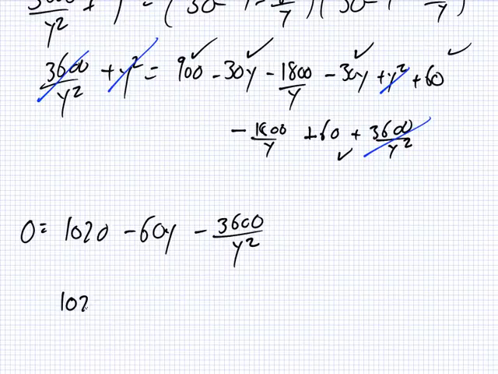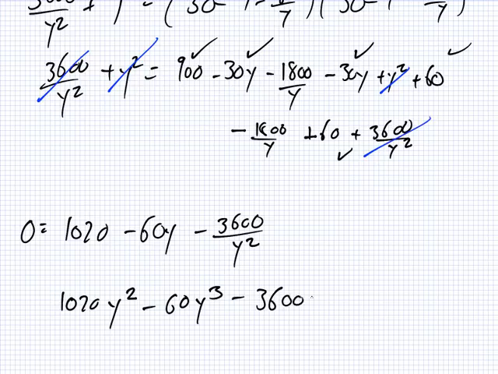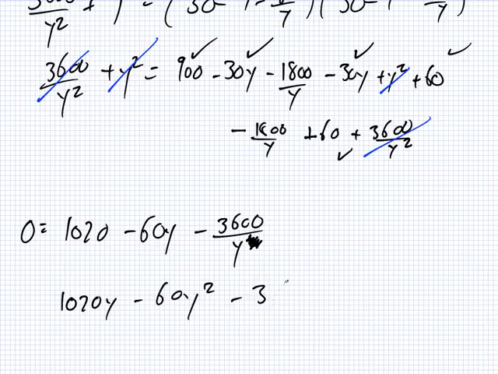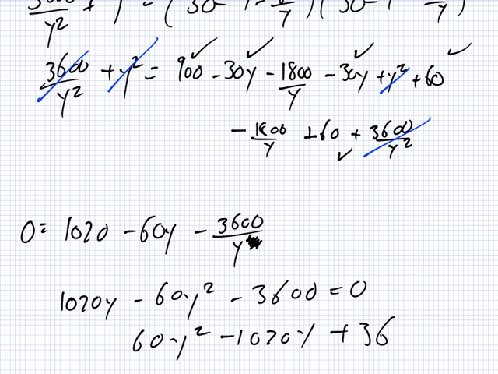So you get 1020 y squared minus 60 y cubed minus 3600 equals 0. That makes it worse. Oh, sorry, it should be y there. No, I'm multiplying by y now. Yeah. 1020 y minus 60 y squared minus 3600 equals 0. So 60 y squared minus 1020 y plus 3600 equals 0.